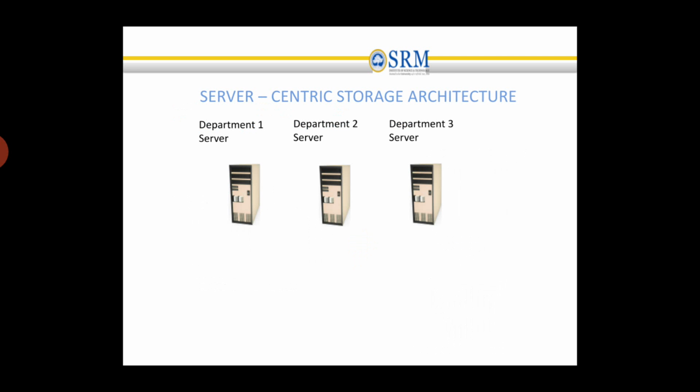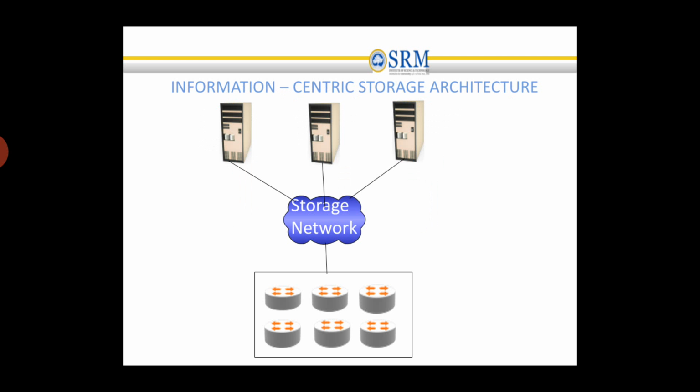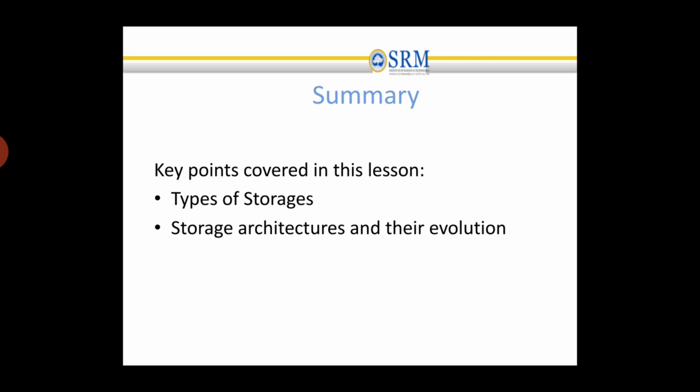And this is the server centric storage architecture: you can have three different individual servers for storing the three different departments. And this is your information centric storage architecture, where all the servers can be interconnected by your storage network, and it must be connected to your disk storage part. And in the overall summary, we know what the different types of storage available are, what the storage architecture is, and its evolution, from your direct attached storage to the IP SAN, the development of your storage architecture. That's all. Thank you.